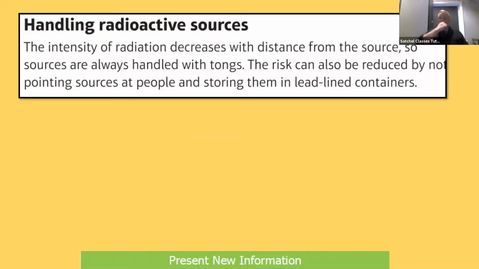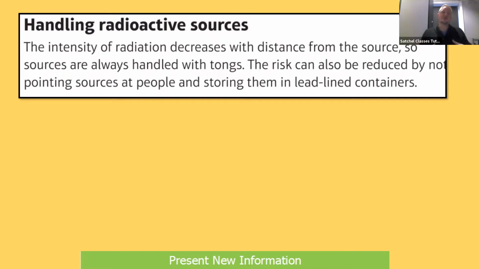The intensity of radiation decreases with distance from the source. So any sources of radiation are always handled with tongs. This then increases the distance between the person that's holding them and the radioactive source by the length of the tongs. That might not seem like much. You might think, well, what difference is that going to make?